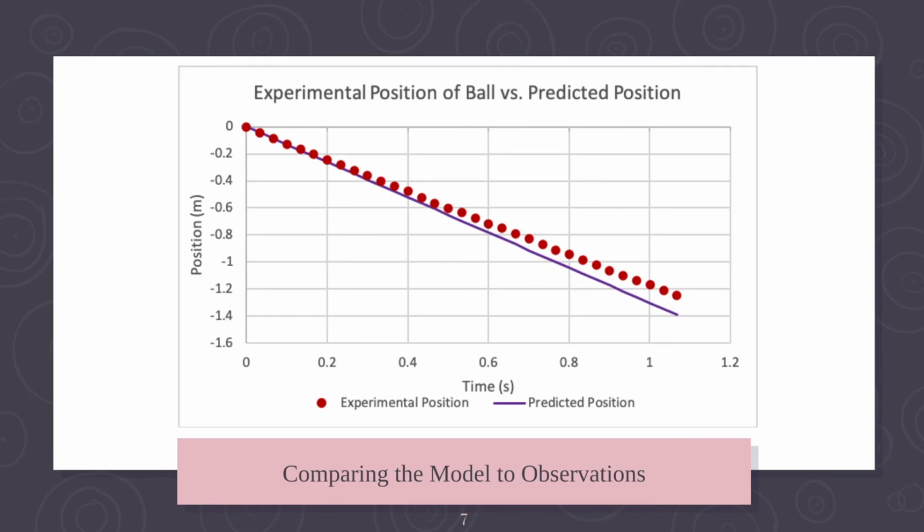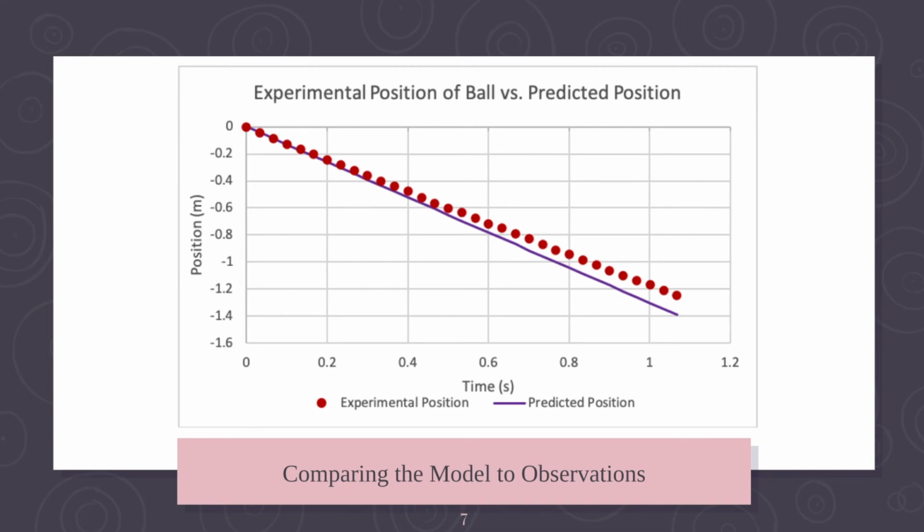This graph compares the ball's experimental position to the computational model's predicted position. Velocity is the rate of change of position with respect to time. Therefore, the slope of the position versus time graph is the velocity of the object. In the graph, the purple line represents the predicted position of the ball from the computational model. The linear slope indicates that the ball's velocity is constant and therefore the net forces acting on the ball are equal to 0. In comparison, the red data points represent the experimental positions of the ball taken from Tracker.